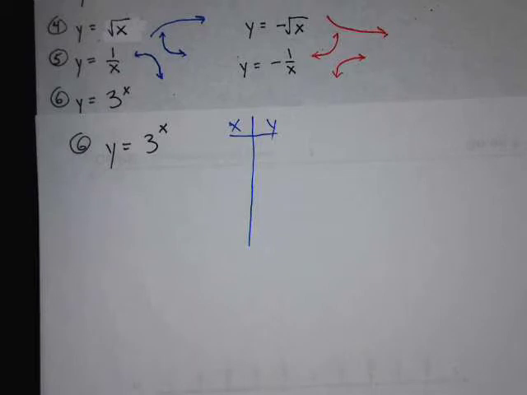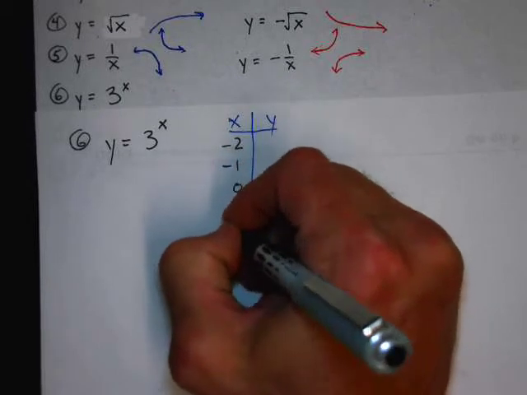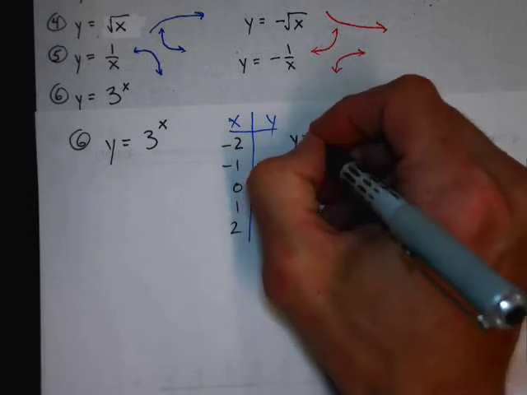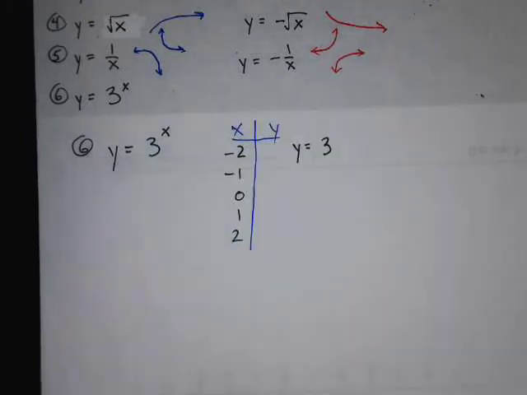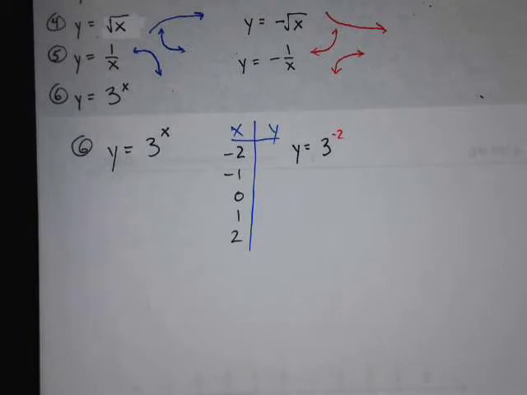We're going to pick a table of values and do the same thing as before. Choose our x values: -1, -2, 0, 1, 2. Then we're going to see what happens with y. So we substitute what we have. y equals 3 to the -2 power. 3 to the -2 power? What? That's crazy. I'll get back to that in a second.